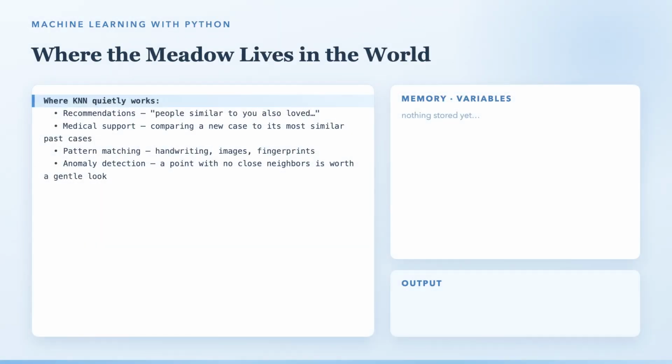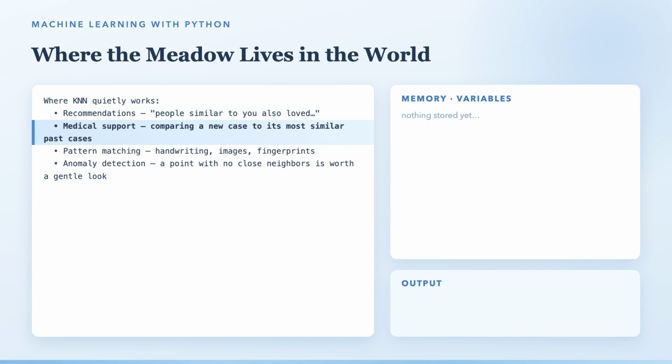This little idea, ask your nearest neighbors, lives all around you. When a bookshop, or a music app, says people like you also loved this, that's a neighborhood vote. When a clinic compares a new patient to the most similar past cases, to help a doctor think, neighbors again. When smudged handwriting is read by matching it against known samples, neighbors. And sometimes, the most interesting flower is the one with no close neighbors at all, far from every patch. Fraud detection and quality control watch for exactly those lonely points. Simple, honest, and everywhere. That's KNN.